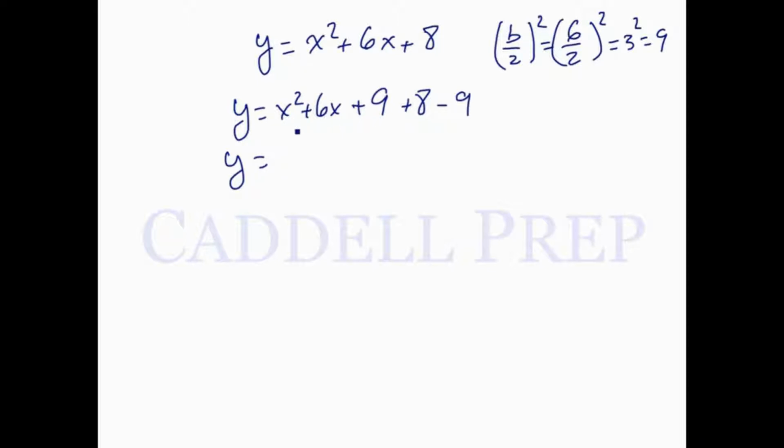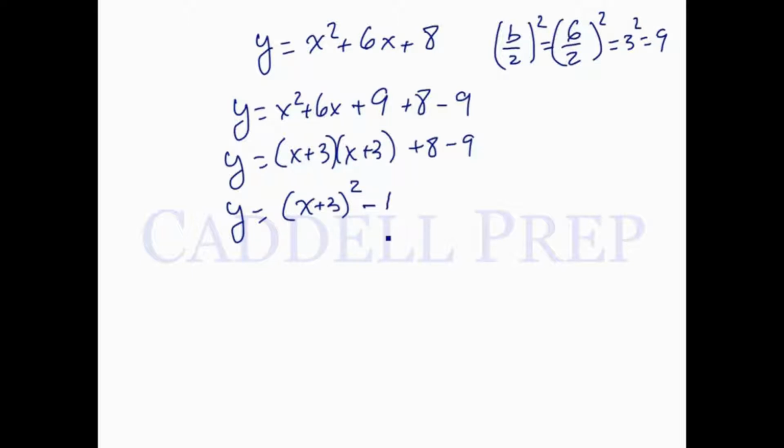So factoring just this part gives us x plus 3 times x plus 3, and we have plus 8 minus 9 still. So we really have x plus 3 squared. Right, and then positive 8 minus 9 is minus 1. We have it. This is the vertex form. So from here we can see that the vertex is negative 3, negative 1. So it's opposite of what's written here. If it's positive 3, it's negative 3. And then the y value is just whatever this is.